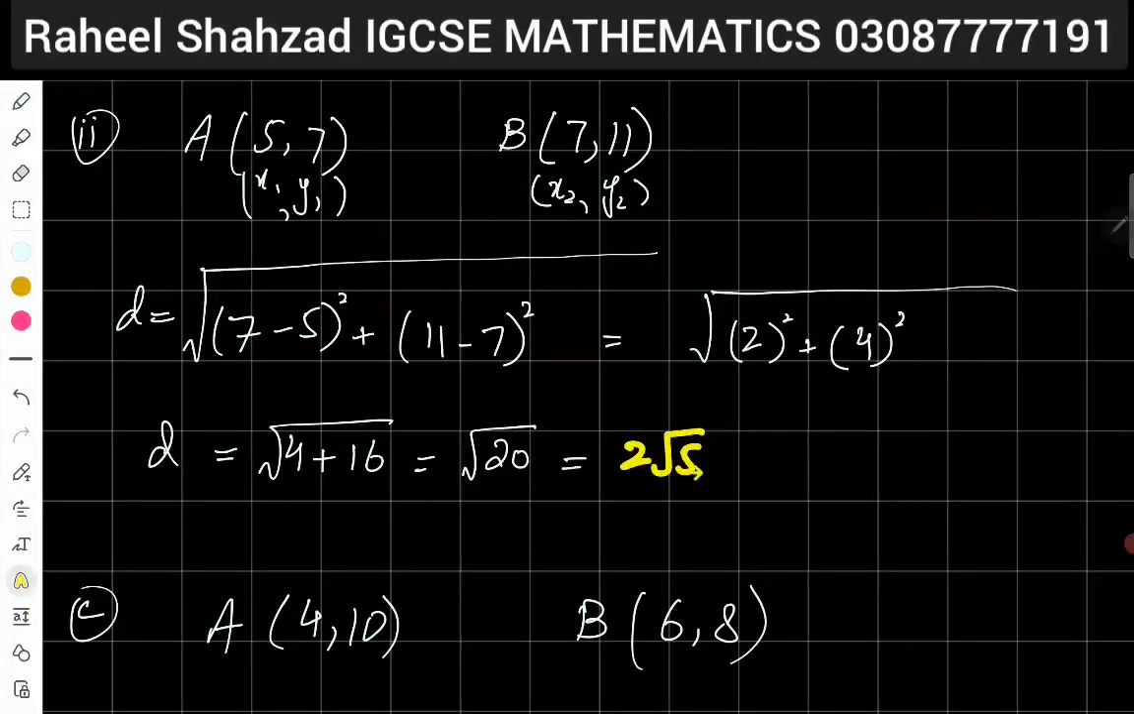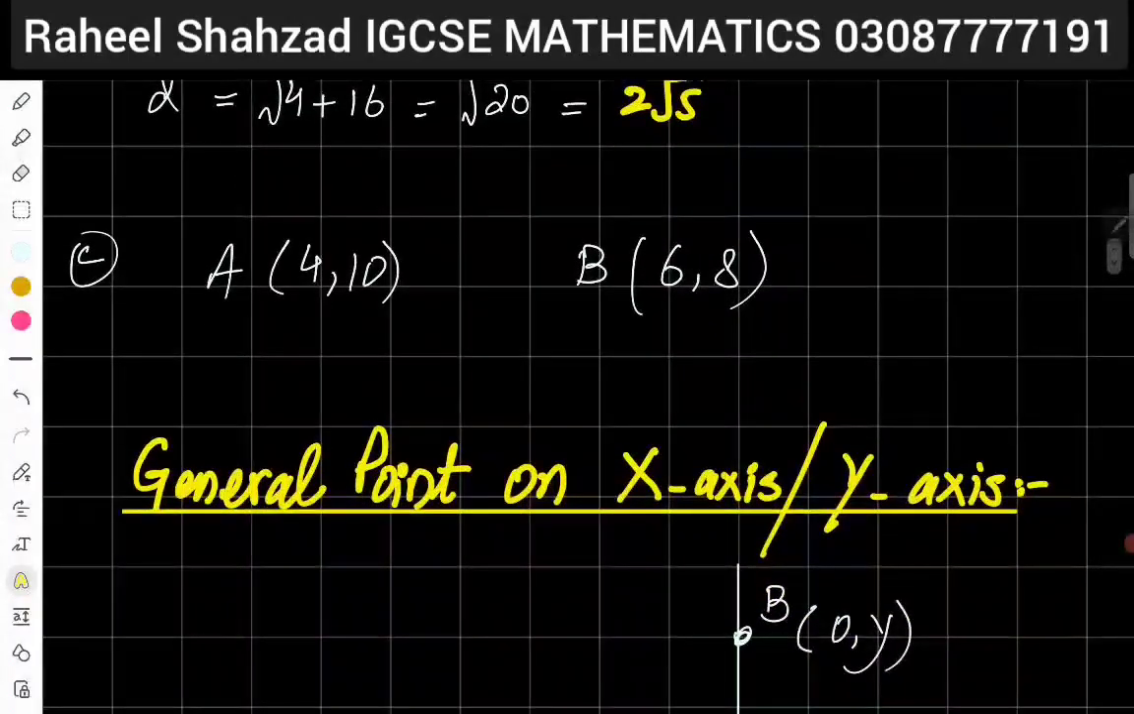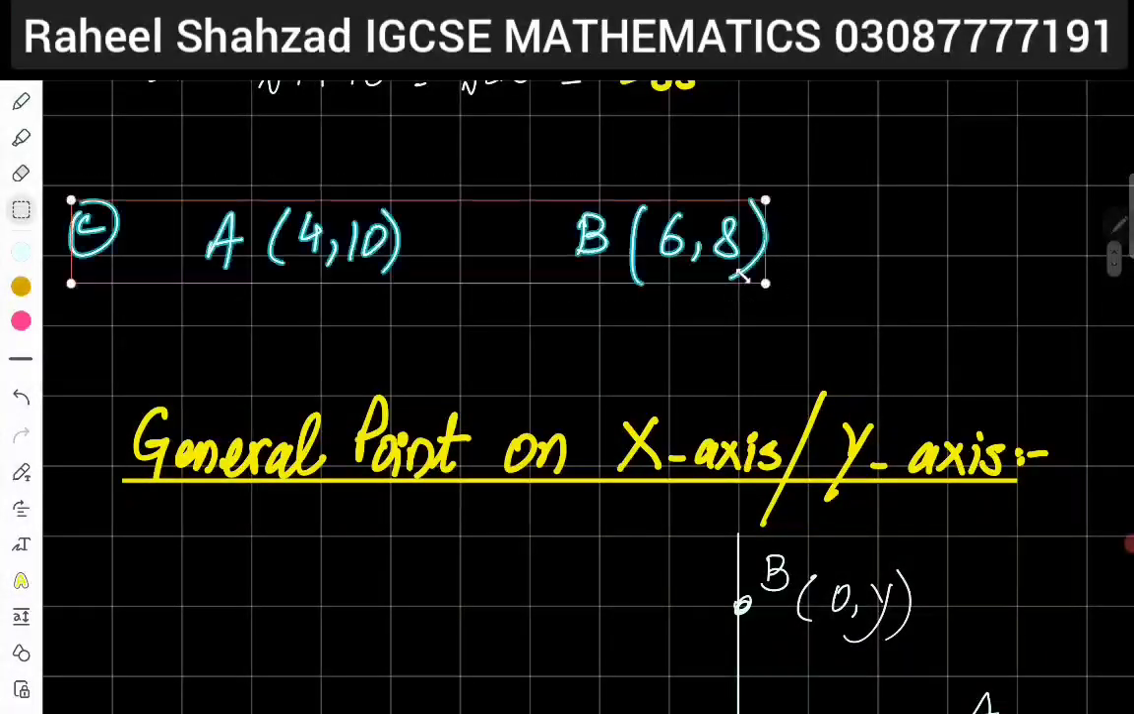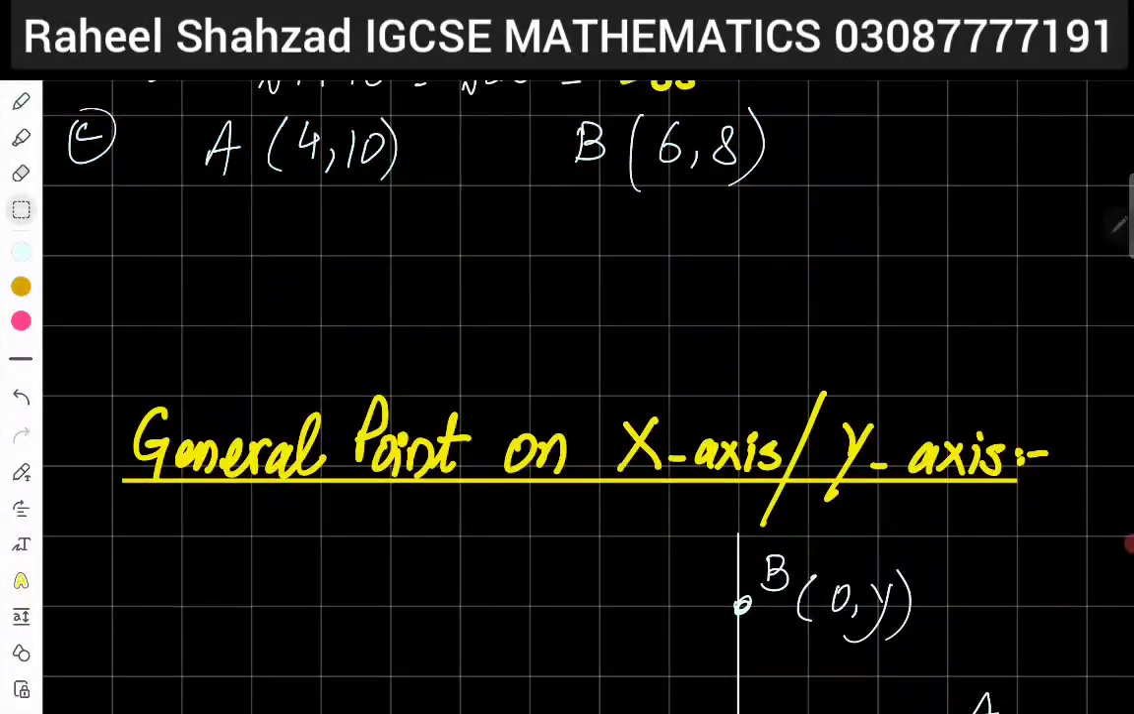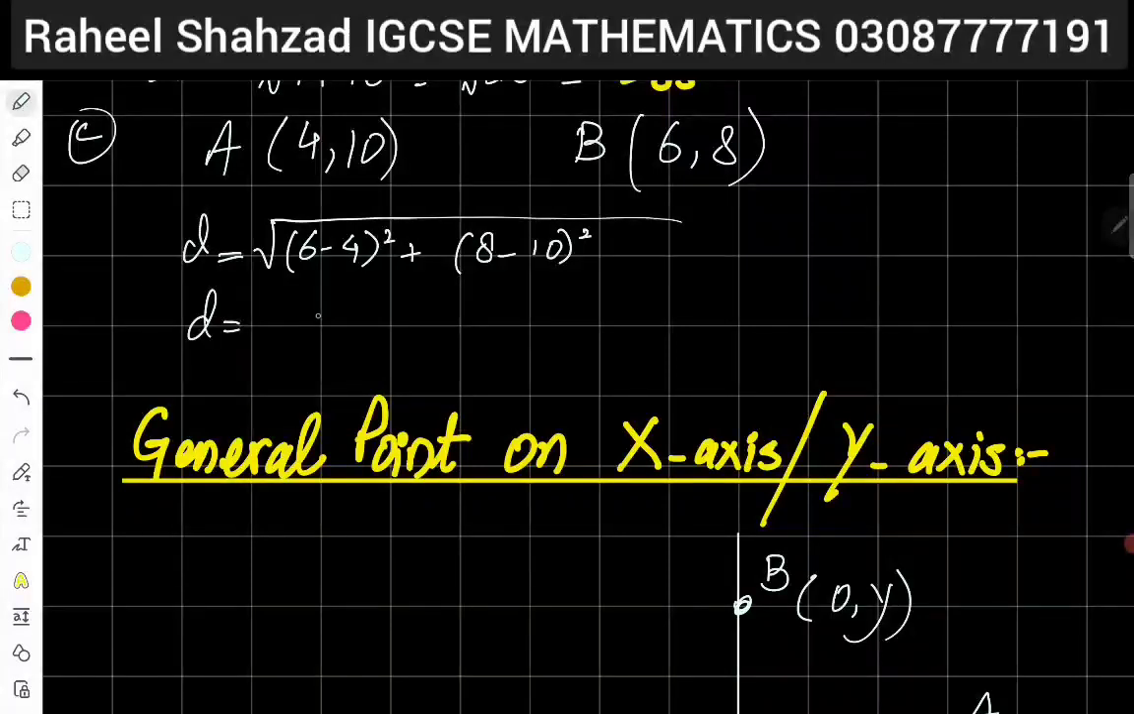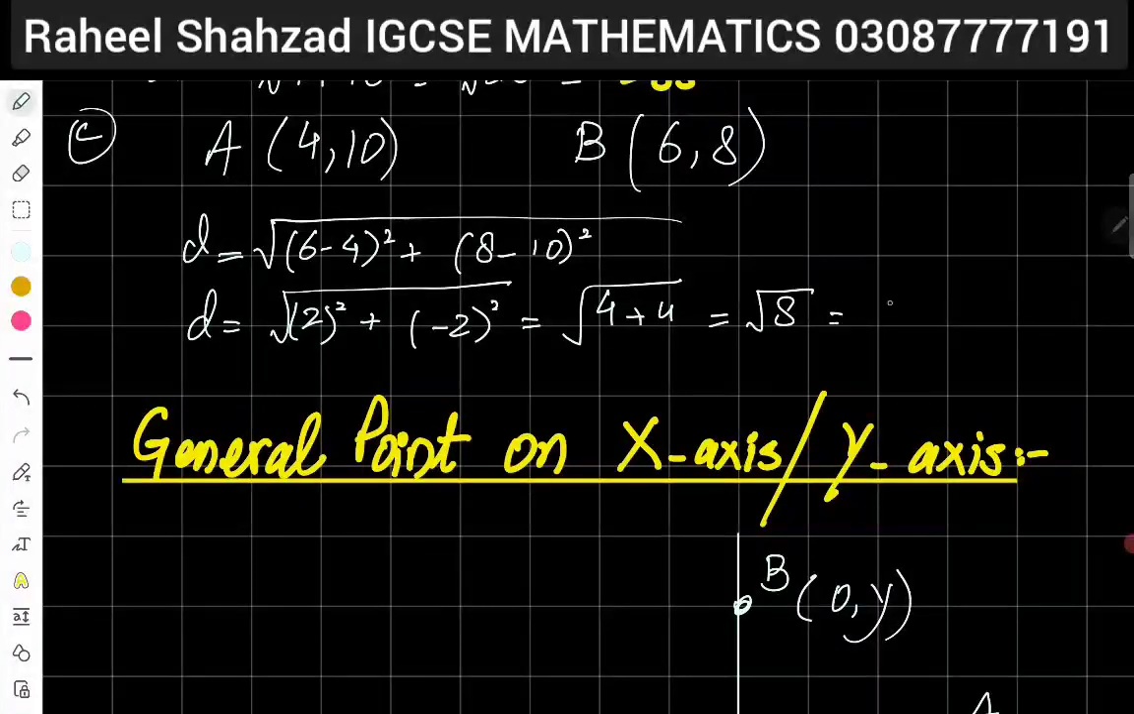It is always better to give answers in exact form, unless it is specified otherwise. Then the third point is point C. So let's try for point C. How to find this distance? It's going to be the square root of (6 minus 4) square plus (8 minus 10) square. That is 2 square plus minus 2 square under the root, which is equal to root 8. So 2 root 2 is your final answer.